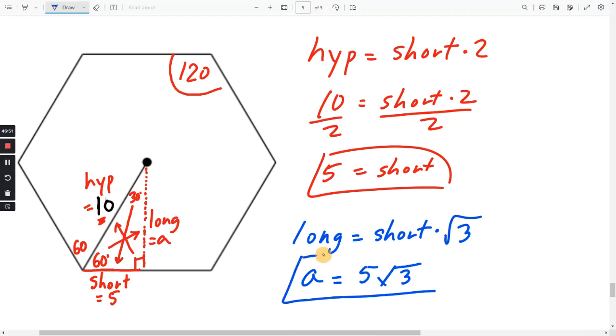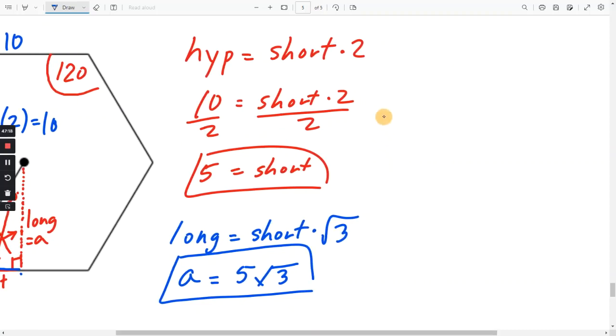We have our apothem. The only thing is this side here is only half of a side. So if half the side is 5, the whole side length is just going to be 5 times 2, which is 10. Alright, so each side length is 10. So now we're in business.